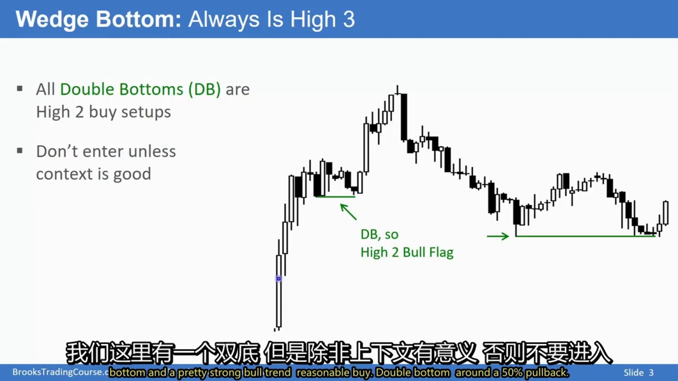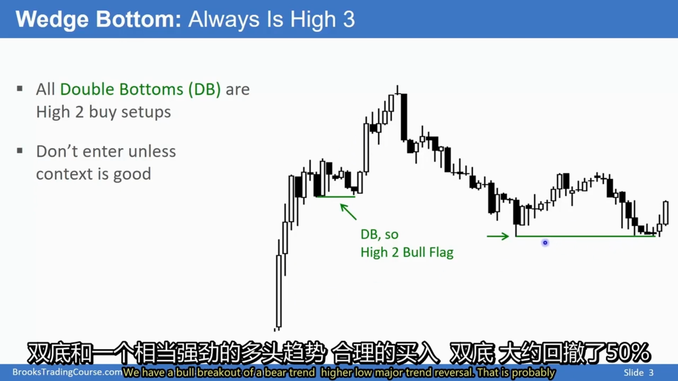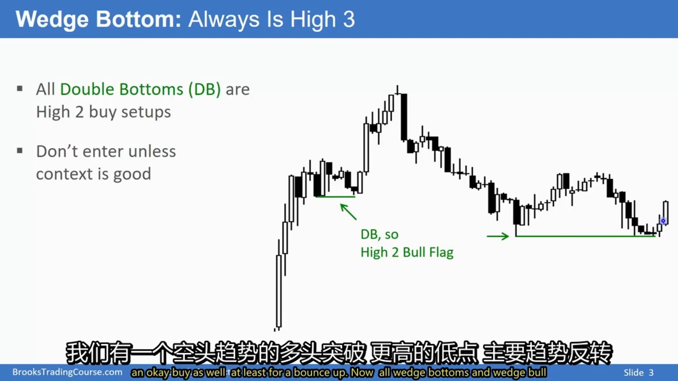Double bottom in a pretty strong bull trend, reasonable buy. Double bottom around a 50% pullback. We have a bull breakout of a bear trend, higher low major trend reversal. That is probably an okay buy as well, at least for a bounce up.